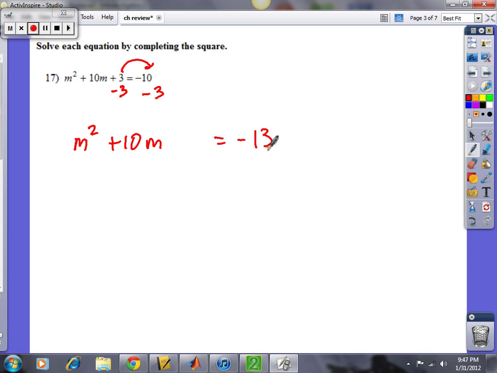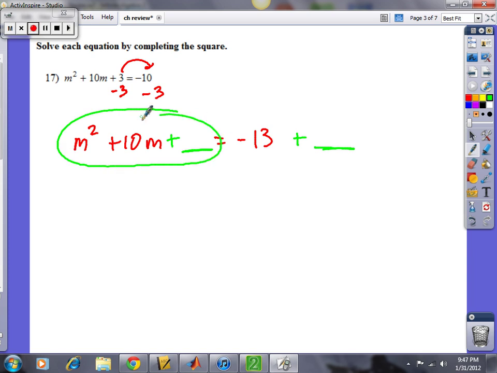Okay, now I want to make it be a perfect square on the left hand side. So you got to ask yourself, I need to add something here, and if I do it to the left, you have to do it to the right. What can I add to both sides that's going to make this a perfect square?